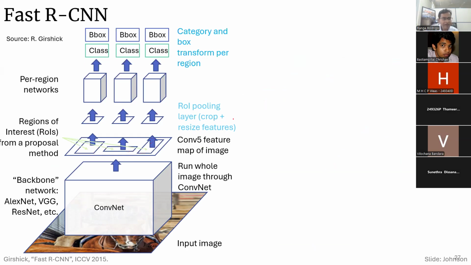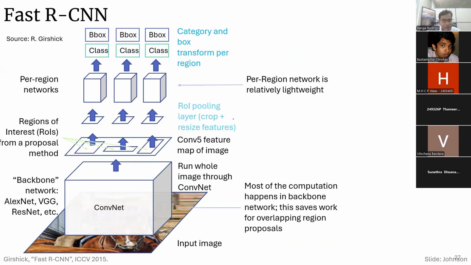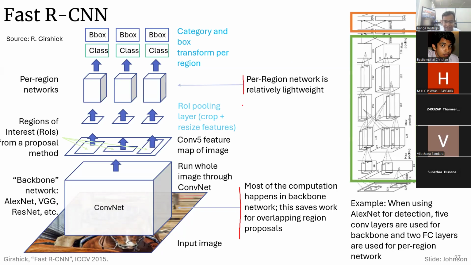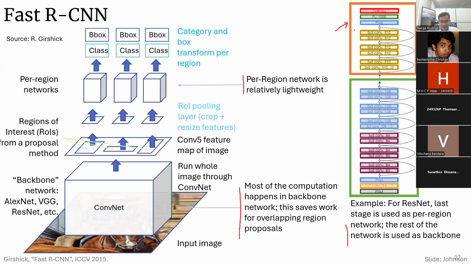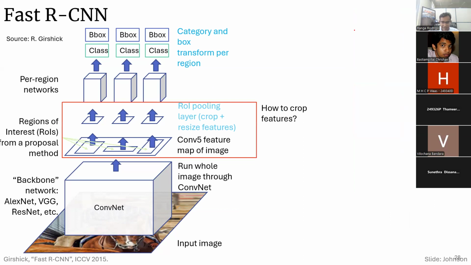Okay, let's move forward. You can see here, most of the computation happens in the backbone network. This saves work for overlapping region proposals. The per-region network is relatively lightweight. For example, when using AlexNet for detection, 5 convolution layers are used for the backbone and 2 fully connected layers are used per region. Similarly, for ResNet, the last stage is used as the per-region network. The rest of the network is used as a backbone.